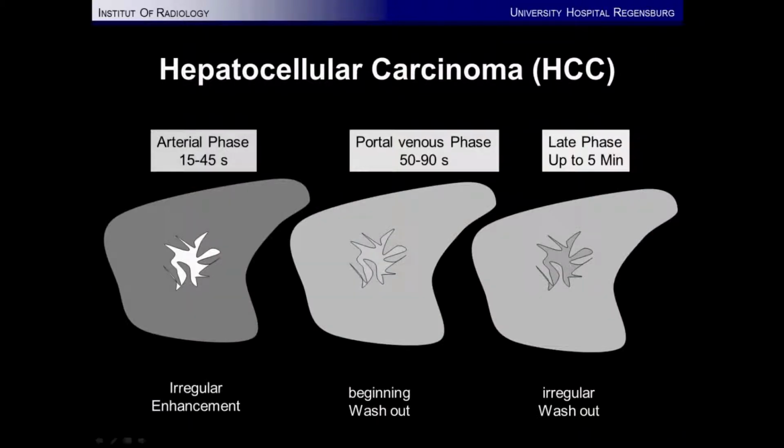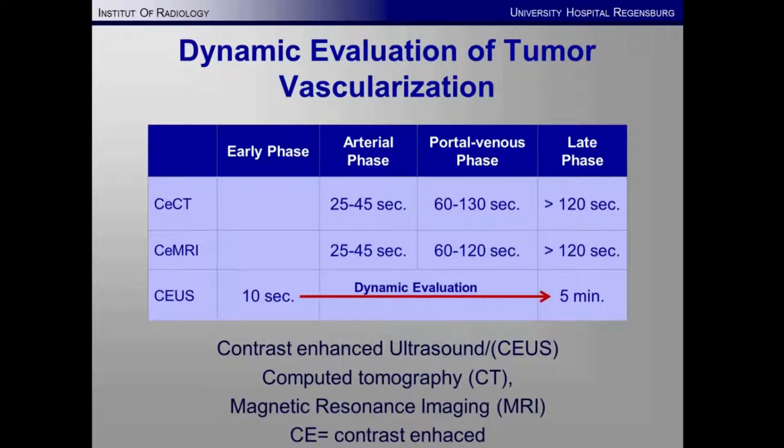What do we have to learn? Using contrast-enhanced ultrasound, we have a dynamic evaluation of tumor vessels continuously from the early arterial phase up to the late phase at 5 minutes. This is not possible with MRI and CT scan. And so I think it is the best way for planning interventional procedures like chemoembolization, because using contrast-enhanced ultrasound, you have this kind of continuous tumor microvascularization.